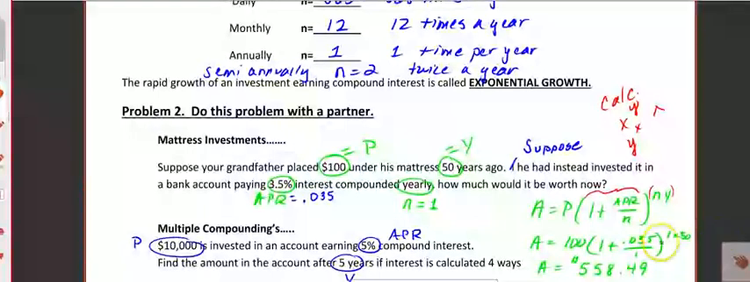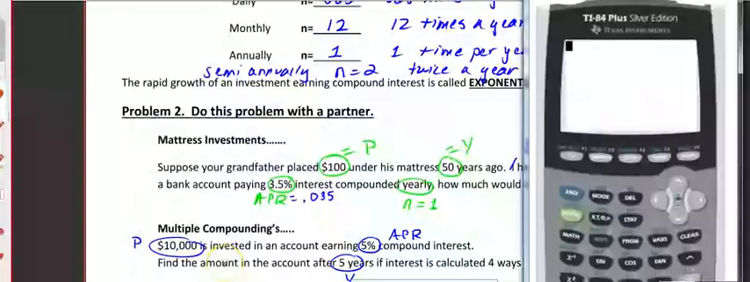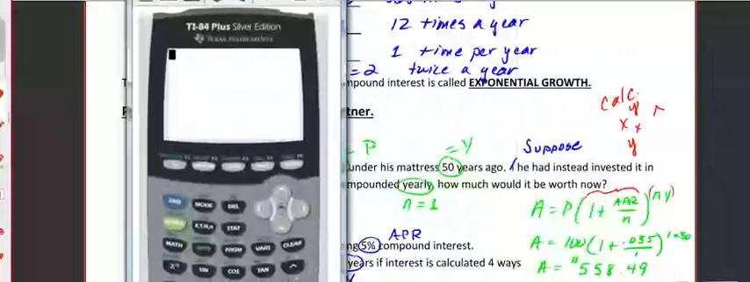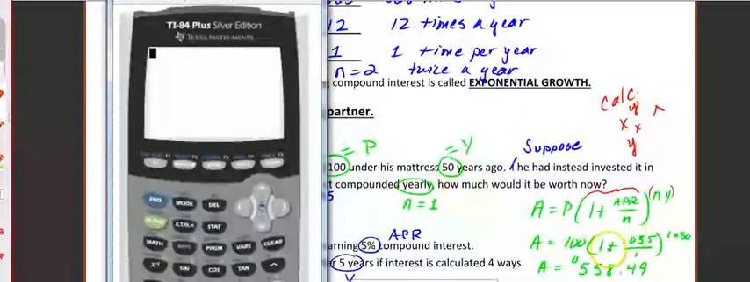Now let me put up a calculator and show you how you can do this. You don't have to have a fancy calculator to do it, but I'm going to show you on my TI calculator. So to start off, actually I'm going to move this over. I would take 1 plus 0.035 divided by 1 and find that value.